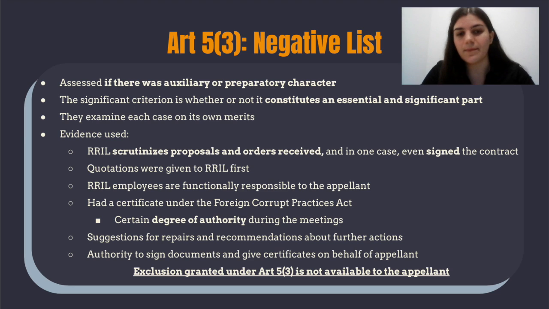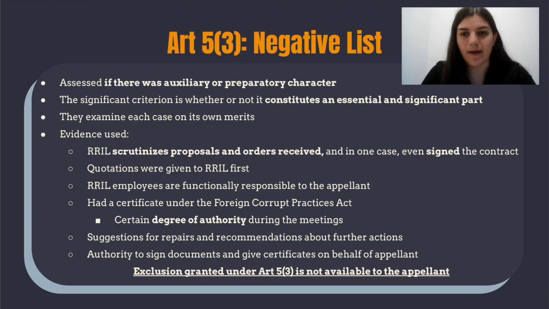Now, the appellant argued that the main significant part of the business is manufacturing. However, the court examined the new evidence. First, they found emails and letters that show that the RIIL, the subsidiary, scrutinized proposals and orders, and in one case even signed the contract. At the same time, quotations were given to the RIIL first, and significantly, the employees are functionally responsible to the appellant. They were not only responsible for the quotations, but even other activities like marketing, which are not solely of preparatory or auxiliary character, were performed by the subsidiary.